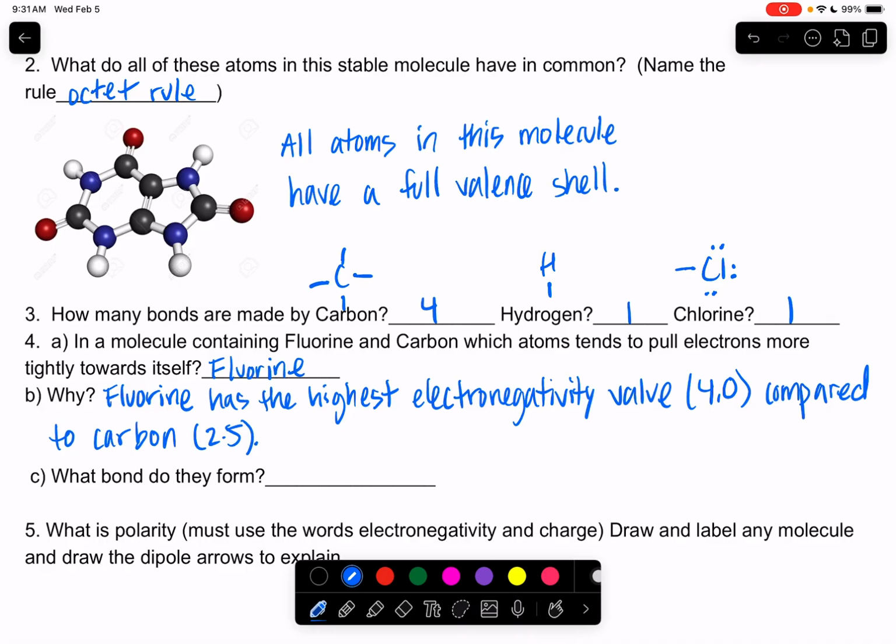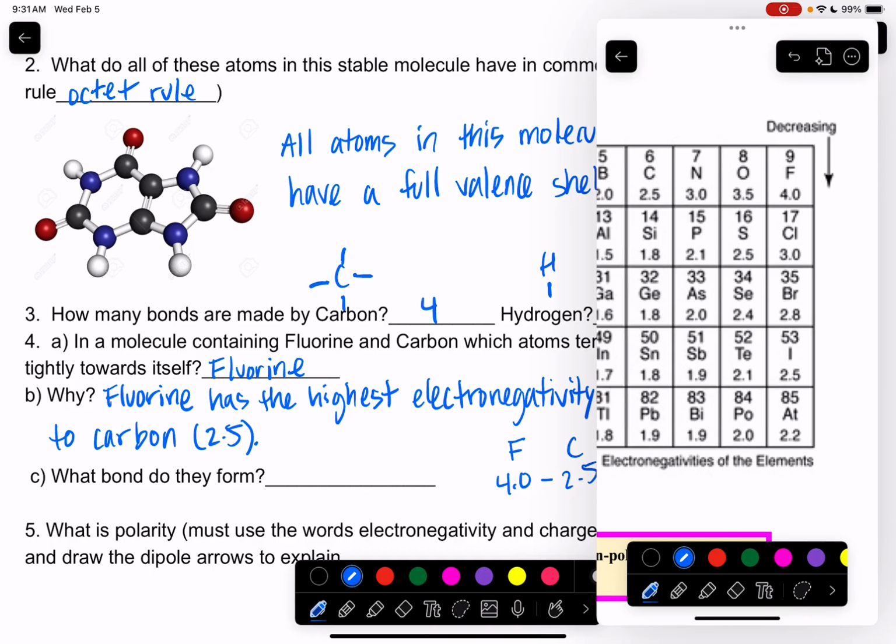And what bond do they form? So if we look at, okay, fluorine is 4, and then carbon is 2.5. If we subtract those, let me see.